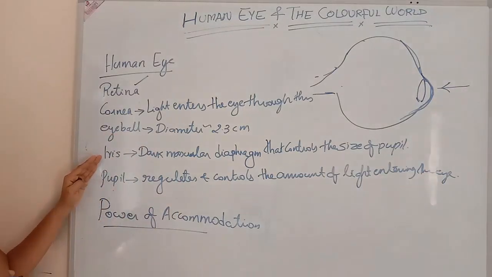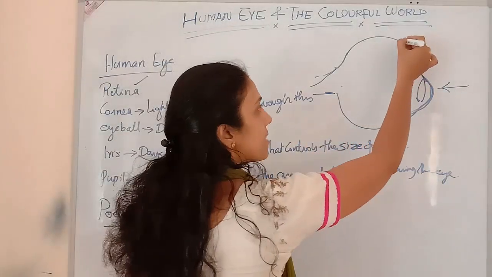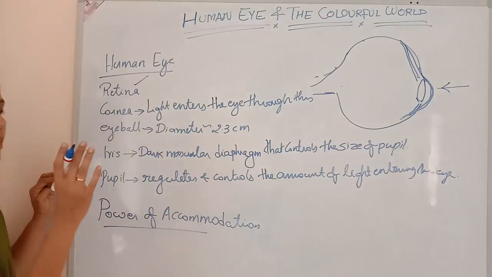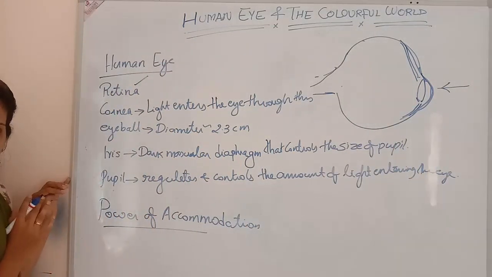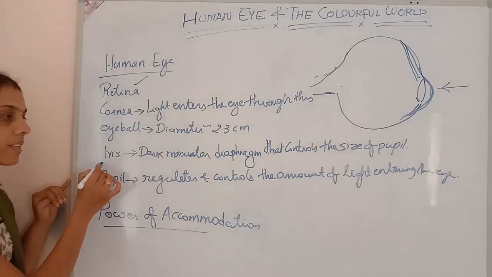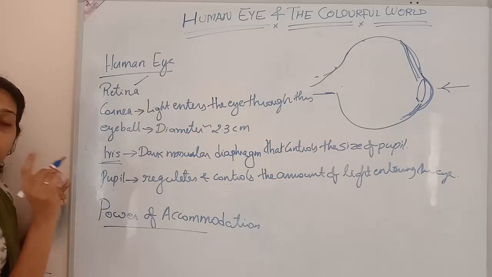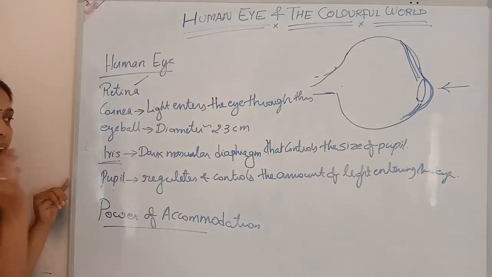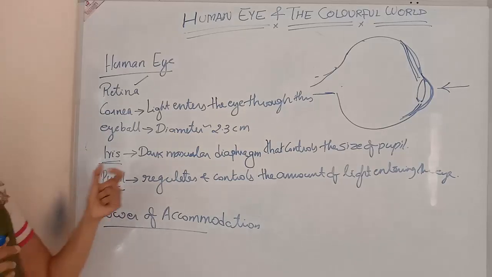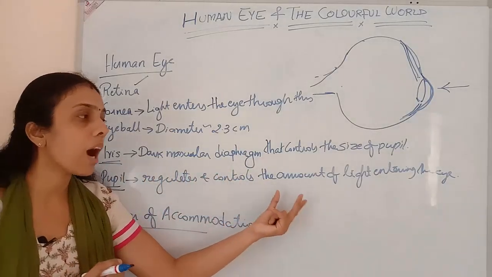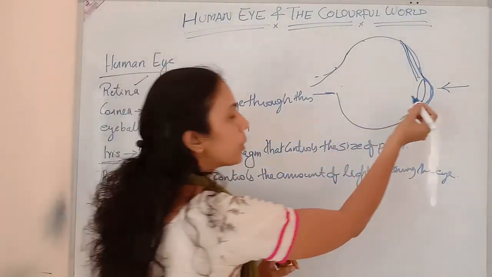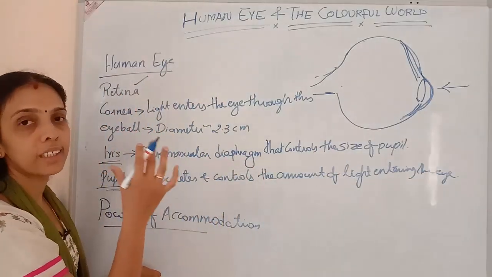Next is the iris. Here on the sides, you can see the muscular diaphragm. That is called the iris. Iris controls the size of the pupil. What is the iris? Iris is a muscular diaphragm that controls the size of the pupil. What is a pupil? The black colored thing, which regulates and controls the amount of light entering the eye.